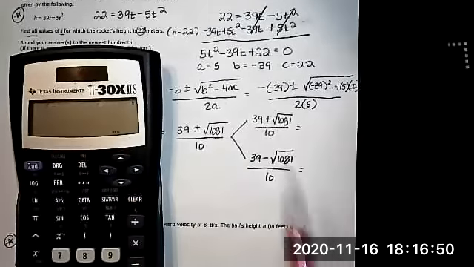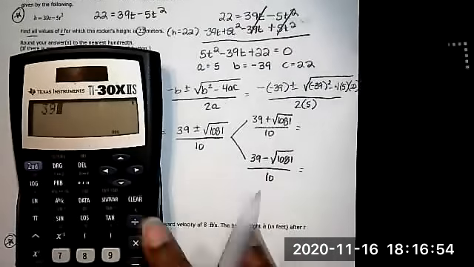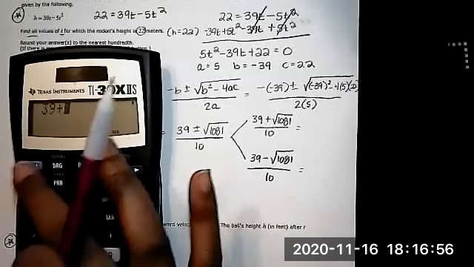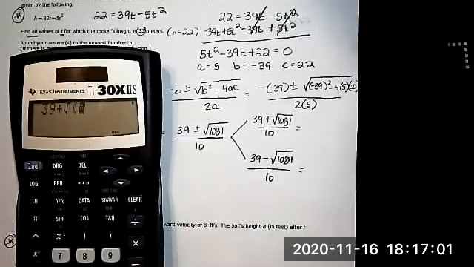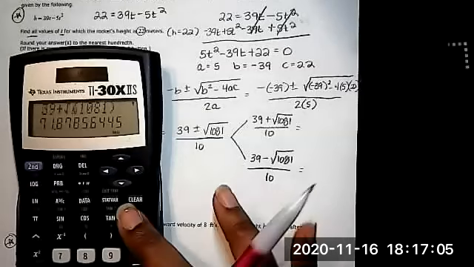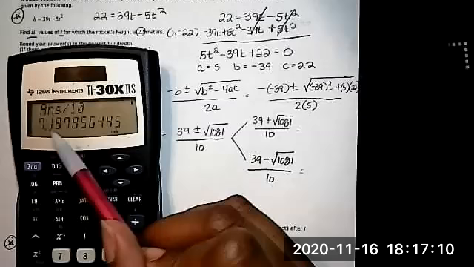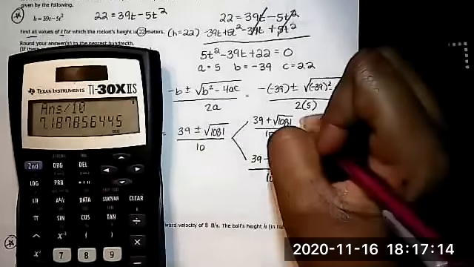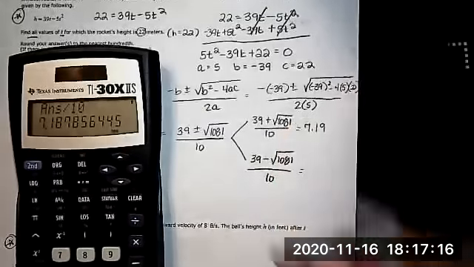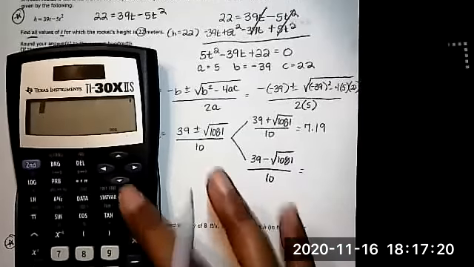On our calculator, we're going to put this whole thing in, get an answer, and then divide that by 10. So it'll be 39 plus the square root of 1081, and then we're going to divide that by 10. This now becomes 7.1, and this 7 makes that a 9. So 7.19, okay?